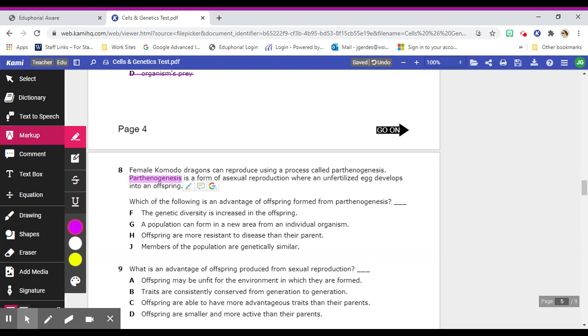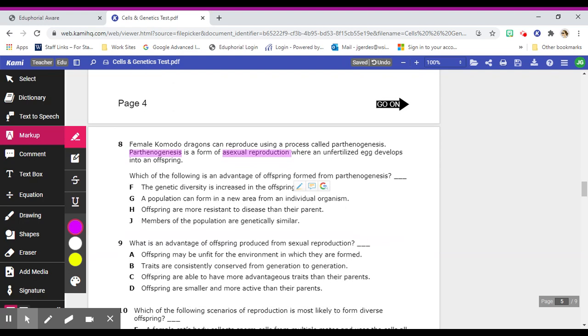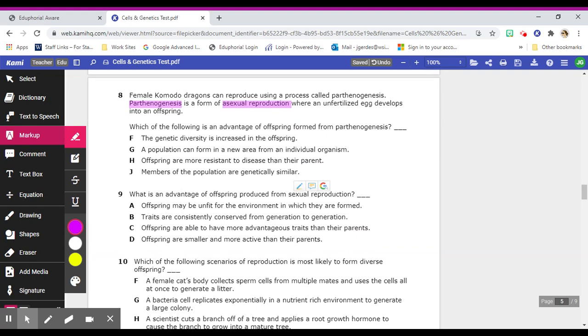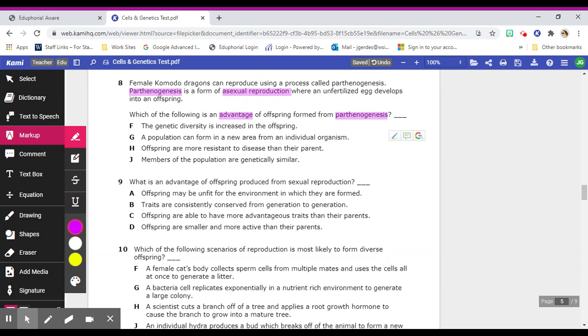So if you had forgotten, it tells you right here in the sentence, asexual, and then it tells you what it is, where an unfertilized egg develops into an offspring. So they even defined what it was, and they told you it was asexual. Okay, which of the following is an advantage of the offspring being formed from parthenogenesis? So advantages of parthenogenesis. So what's an advantage of asexual reproduction? That's what you should have thought about.